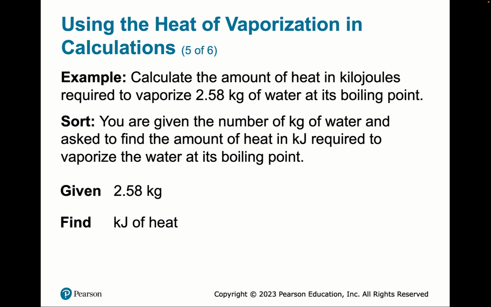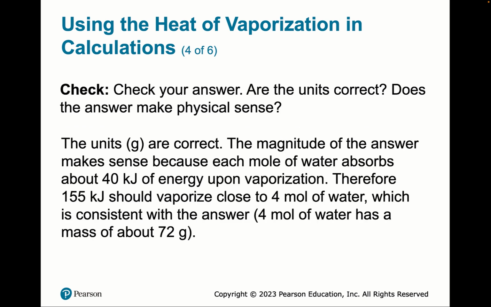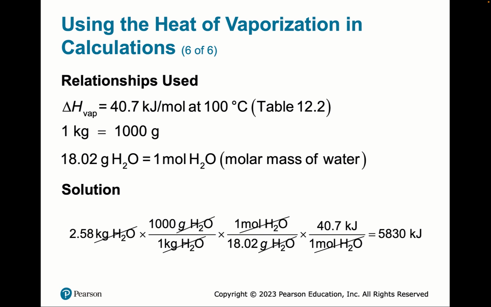Now calculate the amount of heat in kilojoules to vaporize 2.58 kilograms of water at the boiling point. So we're doing it the other way around. Before, we looked at how much water we can get from a certain amount of heat. Now we're going to see how much heat we need for a certain amount of water. Same thing, but starting with 2.58 kilograms, 1,000 grams per kilogram, one mole per 18.02 grams, 40.7 kilojoules per mole. So now we get 5,830 kilojoules.